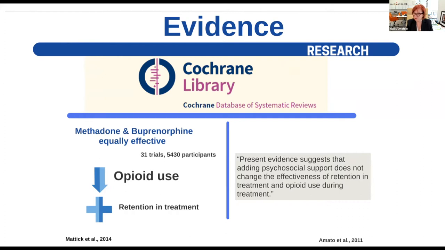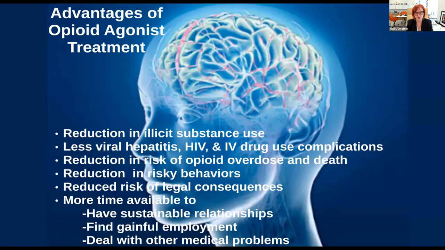It certainly involves behavioral interventions, but the treatment is the medication. We know that opiate agonist treatment, and this has thousands of papers behind it. If you like, I can send you those thousands of papers, but it causes a reduction in illicit opiate use. There's less viral transmission, so there's less hepatitis, HIV, and other intravenous drug use complications. There's a reduction in overdose deaths.